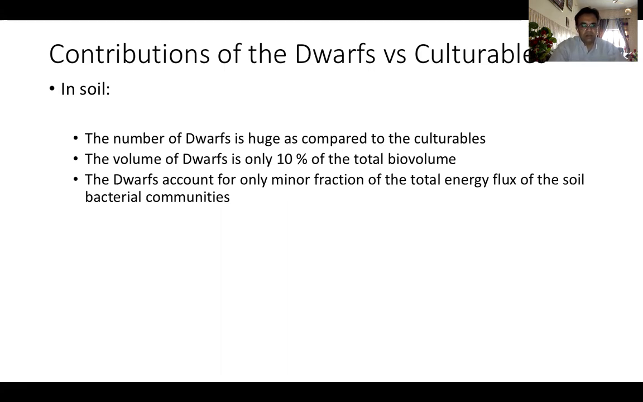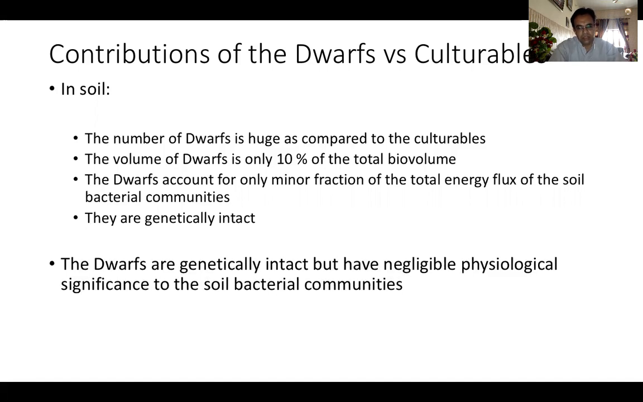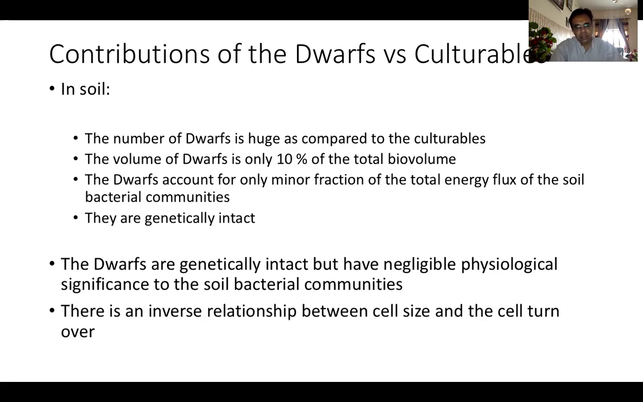Then the dwarf cells account for only a minor fraction of the total energy flux of the soil bacterial communities. This is another very important point. So they don't have a major contribution in the energy flux of the soil, although they are genetically intact. So this is what we can extract out of here, that although they are genetically intact, they have negligible physiological significance in the soil microbial communities, and there is an inverse relationship between cell size and cell turnover.